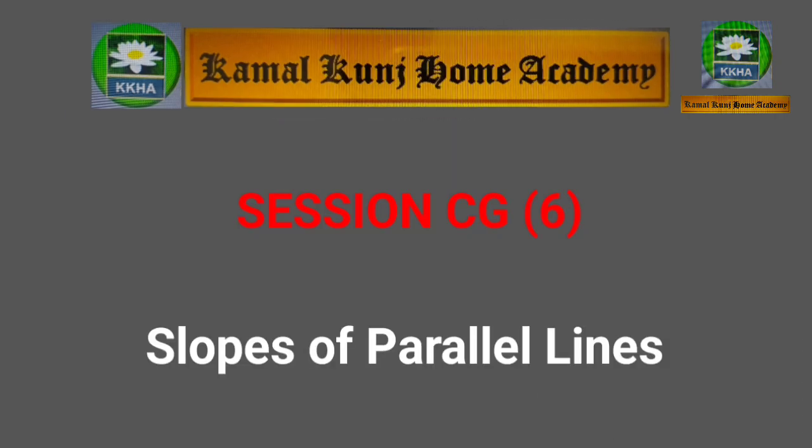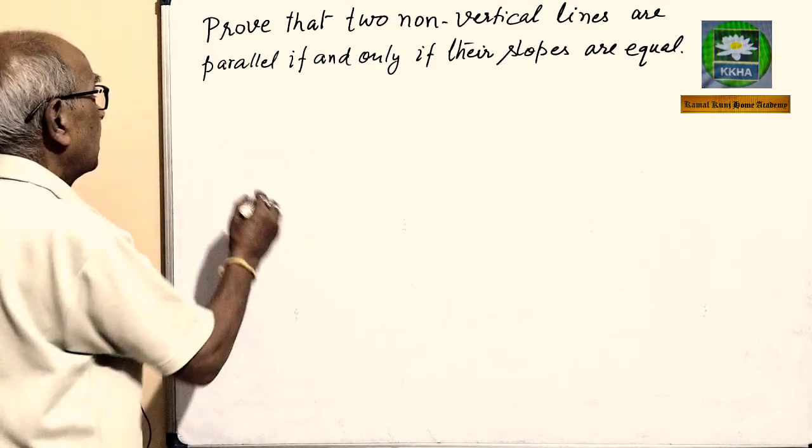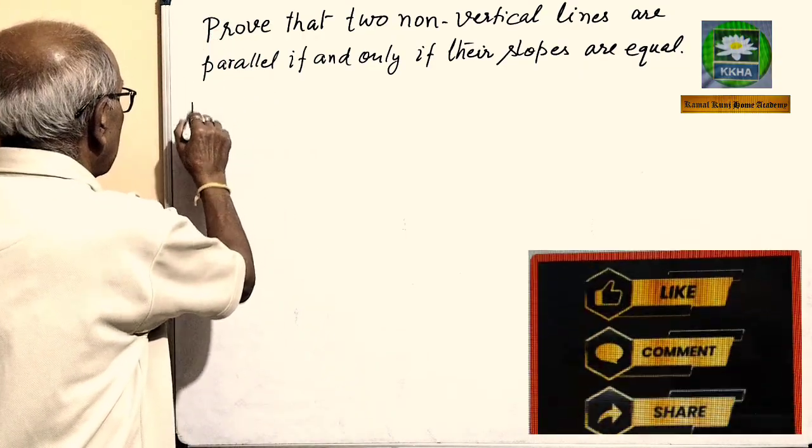In this session, we will discuss that two non-vertical lines are parallel if and only if their slopes are equal. Now, proof.